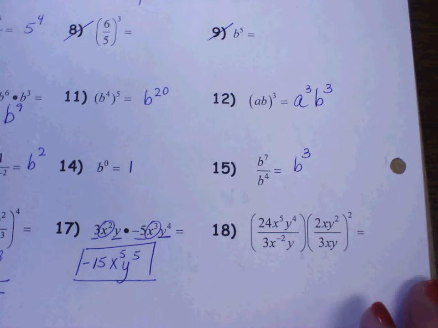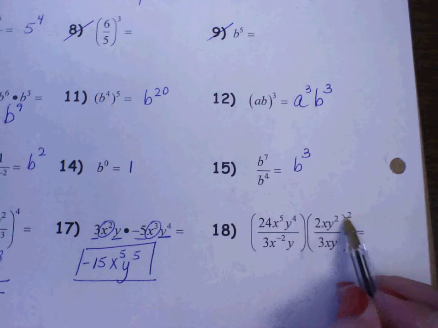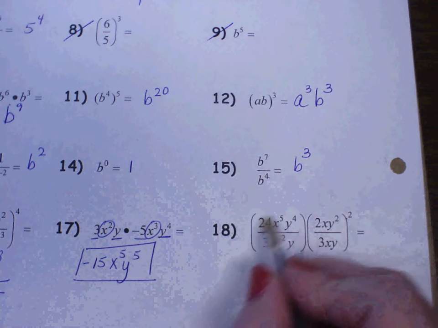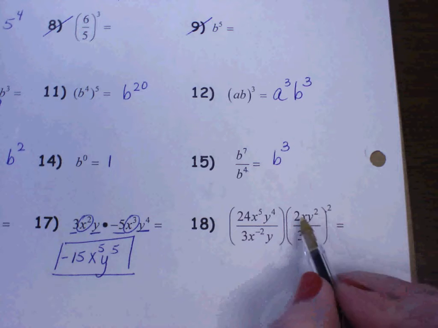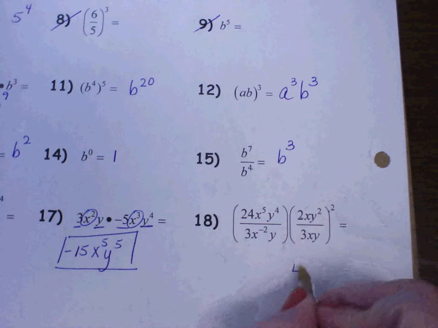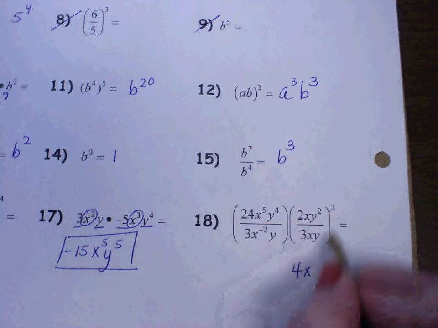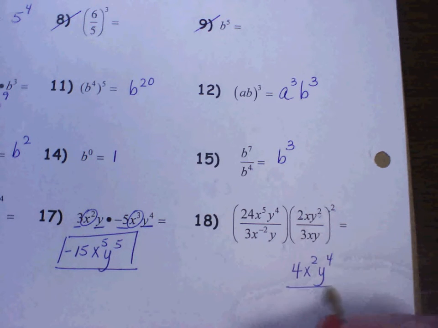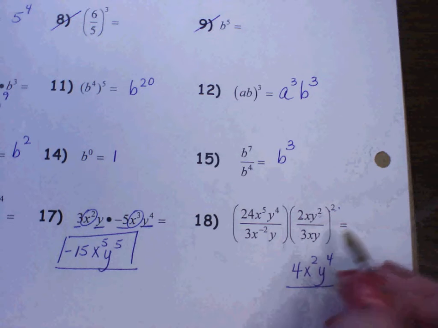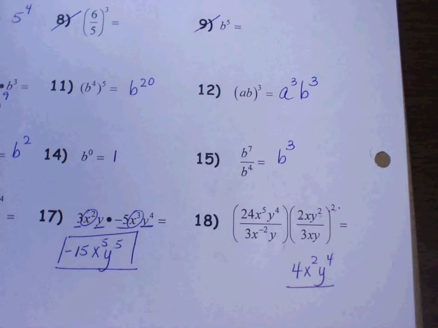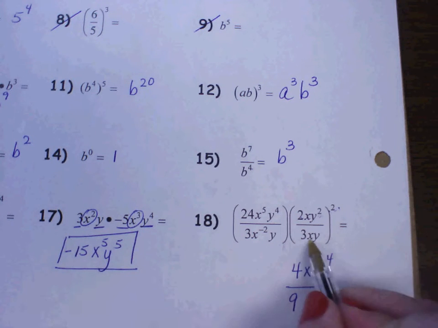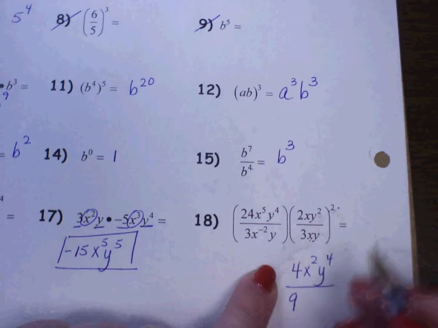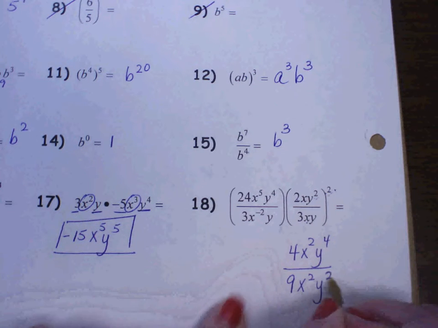Yay? All right, we're going to distribute first. So that one I'm going to keep exactly the same. What is 2 to the second power? 4. X to what? Second. Y to the 4. What's 3 to the second? Oh my God! That's 9. That's 9. X to the what? And y to the second.